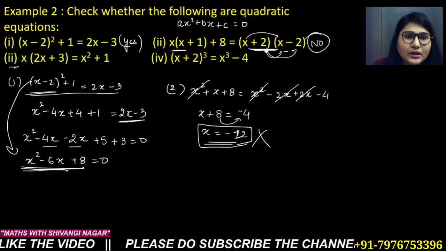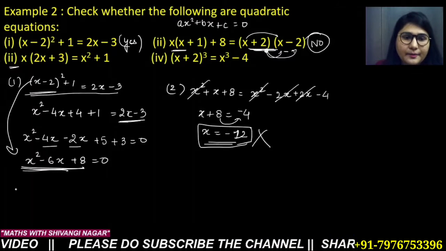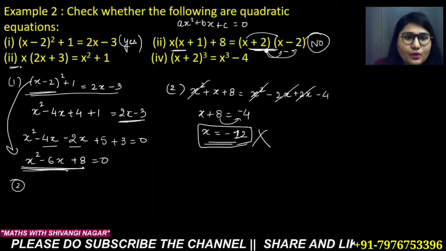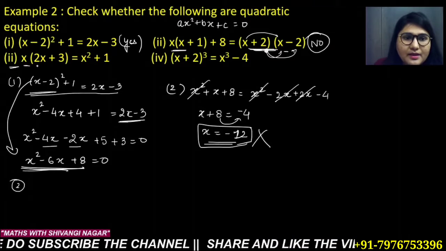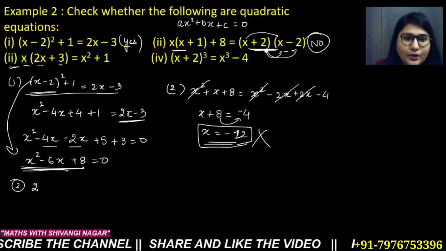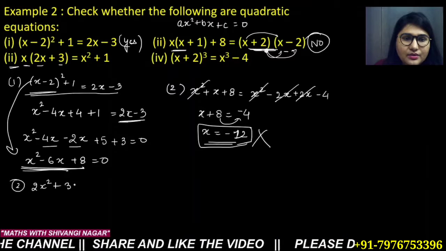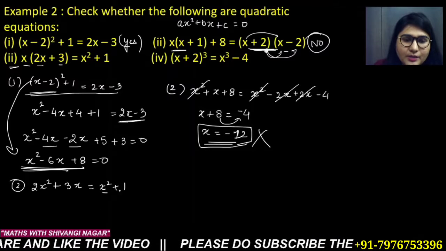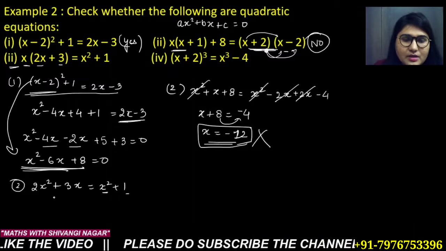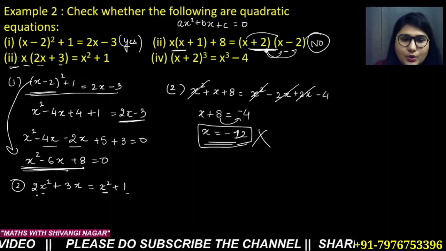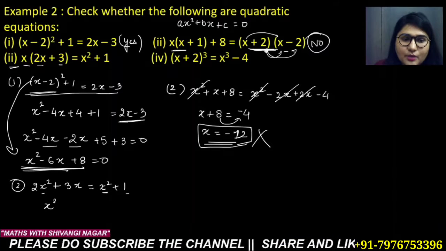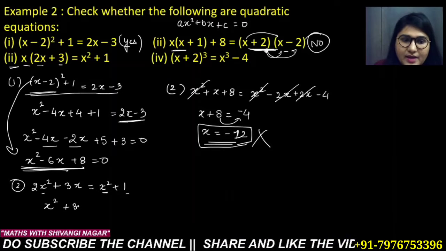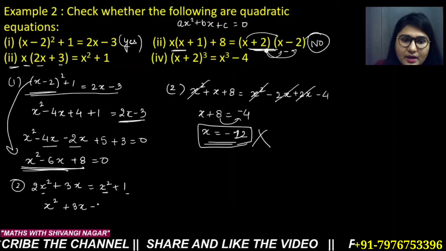Similarly, coming on the second part, if you open the brackets and multiply x with 2x and 3, you will get 2x square plus 3x is equal to x square plus 1. Now when you transpose both these quantities to the left hand side, x square gets subtracted from 2x square. So 2x square minus x square makes x square plus 3x as it is, and the constant comes here as minus 1.